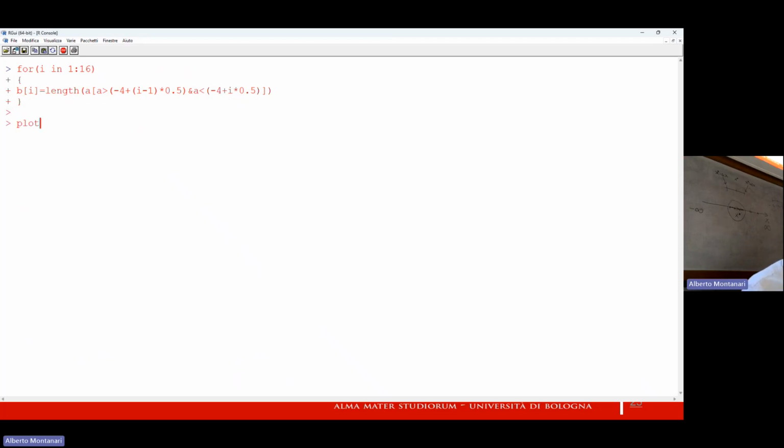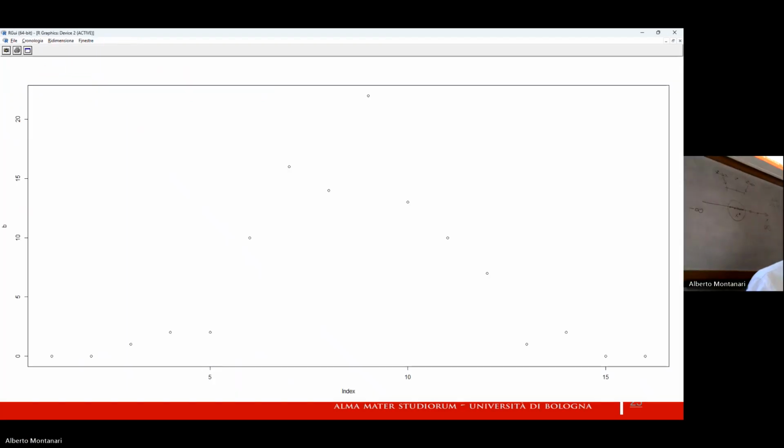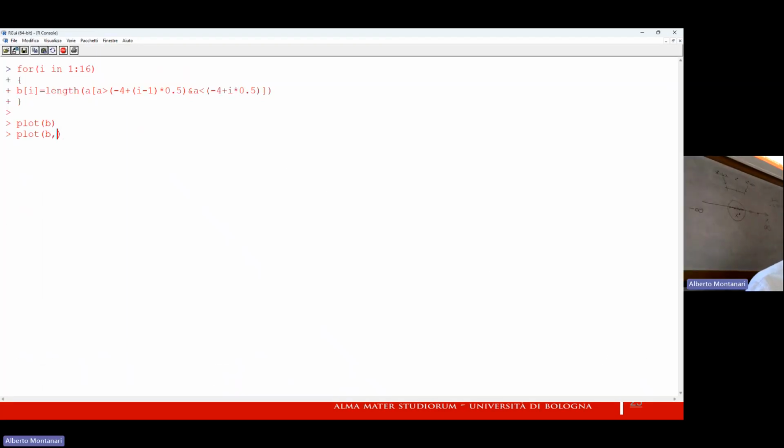Okay, now we can do plot B, and let's put the lines, type equal l.